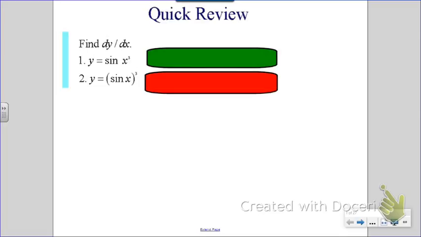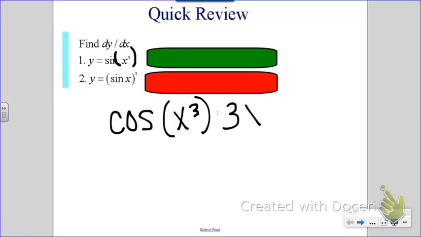The first thing we'll have is sine of x cubed as a quick review. This is the same as sine of x quantity cubed. So the derivative of sine is cosine of x cubed times its derivative, 3x squared.